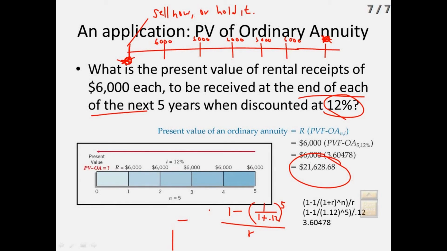Again, don't bother memorizing these formulas. I will give them to you if you need them. Okay, the idea is that you at least know this number should be smaller than $30,000, and you know how to get the number if required.